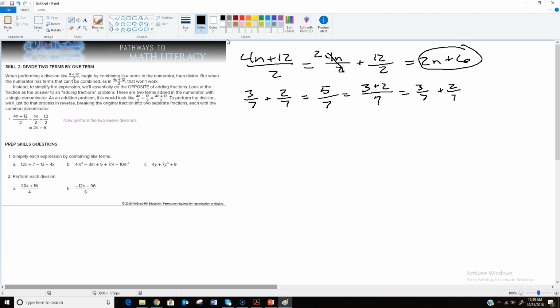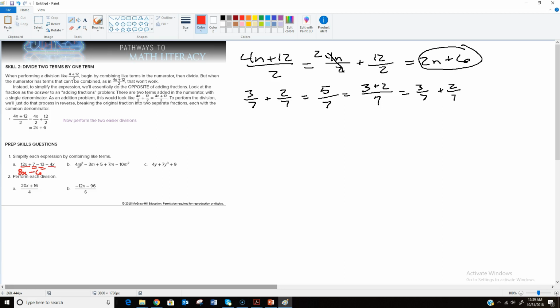For A, we're going to put the 12x with the negative 4x, and we're going to get 8x. And then we're going to put the 7 with the negative 13, and we're going to get negative 6. So 8x minus 6 for that one.